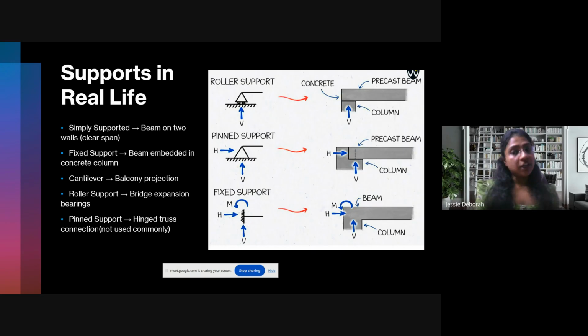But when will we use a pinned support? Say in case of a precast beam, like you see in this structure here, the precast beam is actually placed here on the column. But we will give a rebar here to lock it. If you see, this pinned support concept is very, very rare. We don't use this pinned support concept simply because, why will we use it?